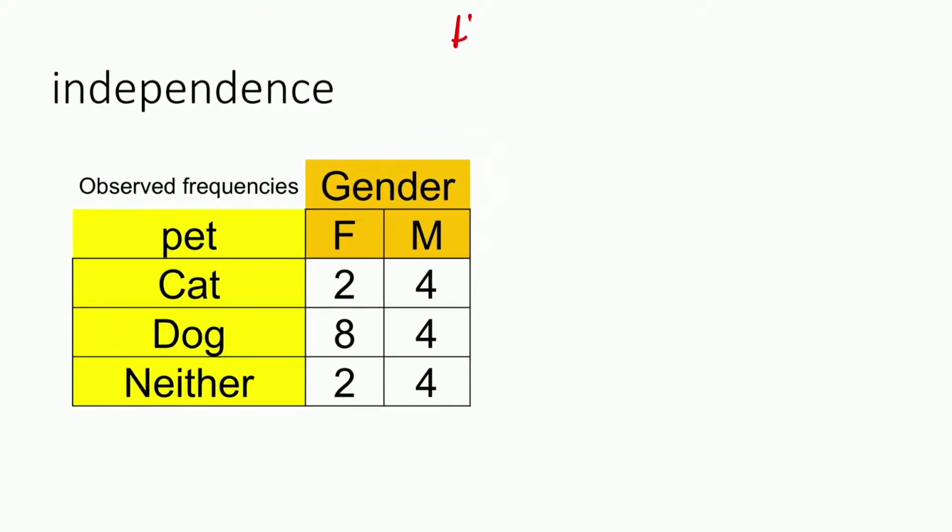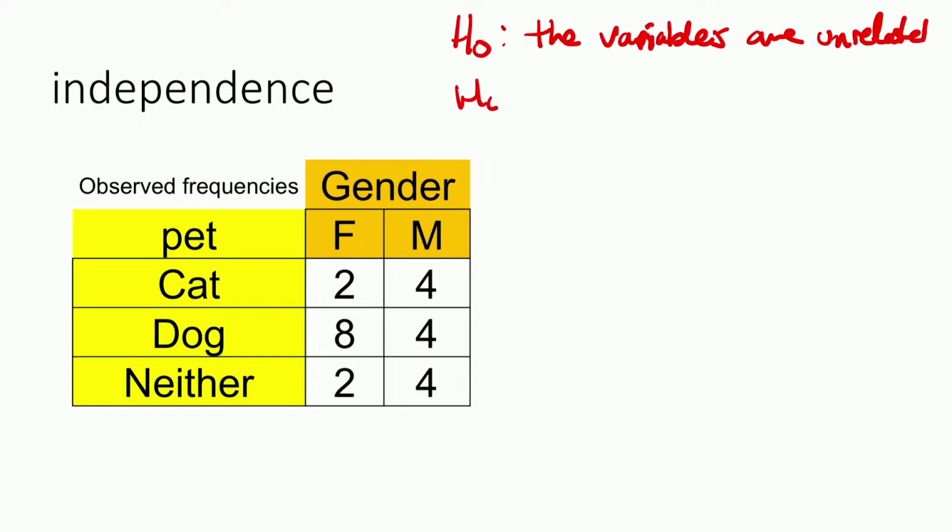So let me write this down. This is called the chi-squared test for independence. The null hypothesis for this test is that the variables are unrelated. And then the alternative hypothesis is that the variables are related.